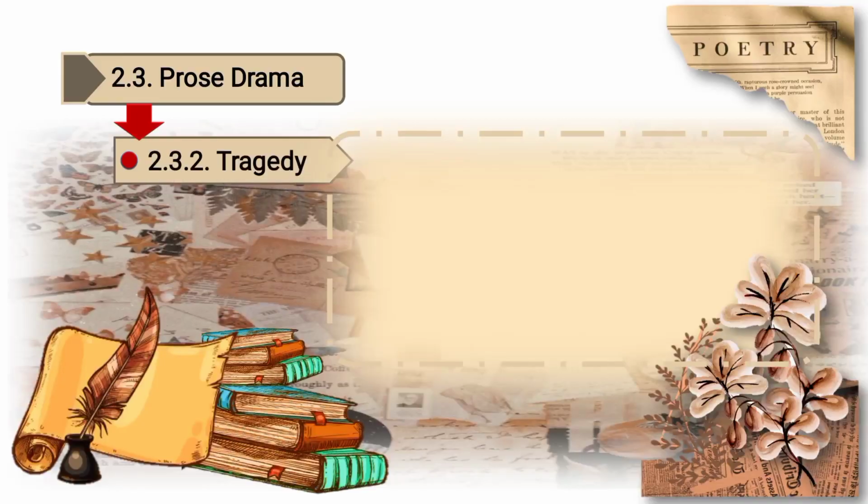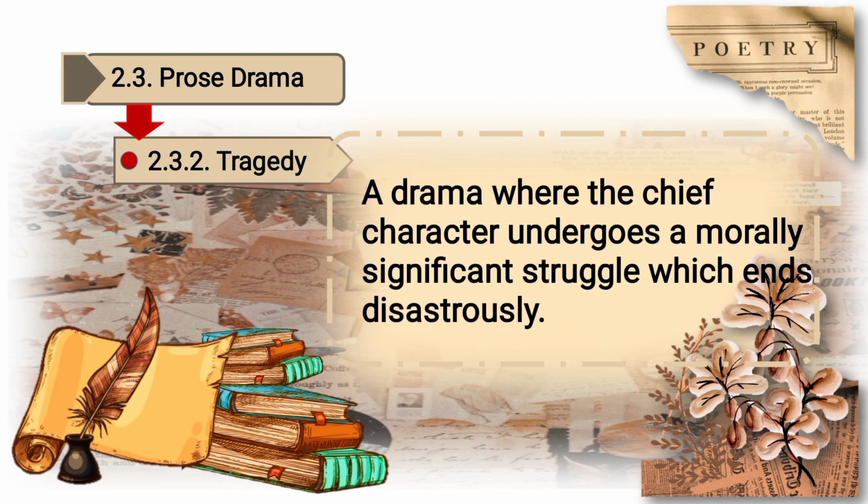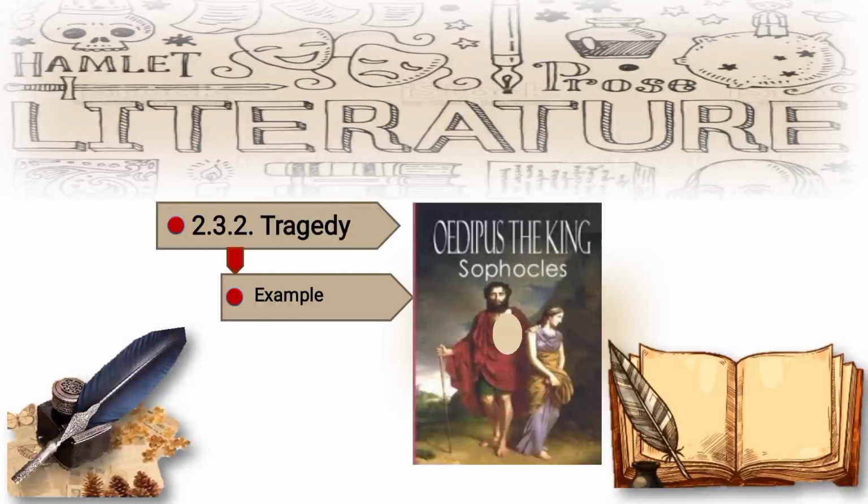Next is tragedy. It is a drama where the chief character undergoes a morally significant struggle which ends disastrously. It assumes that humanity has a sense of its own dignity and free will, a sense of a moral law, and forces which lie outside of and are bigger than an individual. And the example is Oedipus the King by Sophocles.